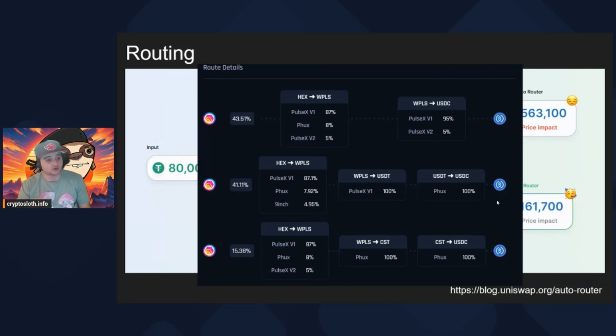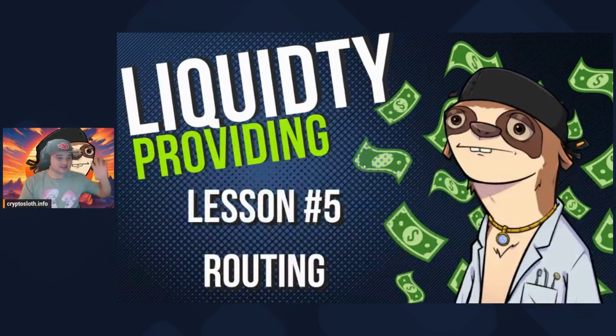This is really important for when you're providing liquidity, because the more routing that occurs across DEXs, there's a higher percentage chance that the pool you're providing liquidity in is being hit. So more routing is better for liquidity providing because your pool is going to be used more often, which means you're earning more fees. Now, routing is a fairly simple concept, and that's why this video is over already. So that's lesson number 5 in our liquidity providing series, and that's routing.